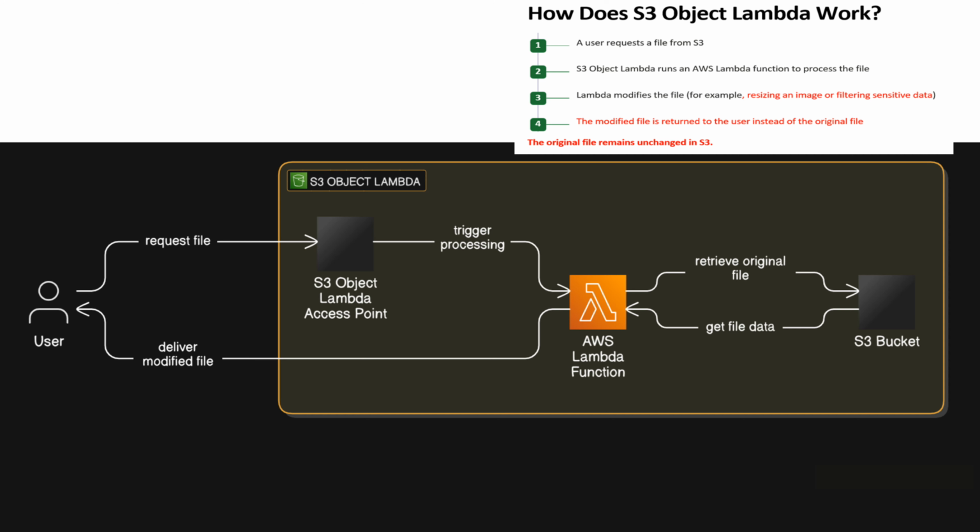Now we will see how S3 Object Lambda works. The user requests a file from S3. The S3 Object Lambda runs an AWS Lambda function to process the file. The Lambda modifies the file, for example, resizing the image or filtering sensitive data. The modified file is returned to the user instead of the original file. The original file remains unchanged in S3.